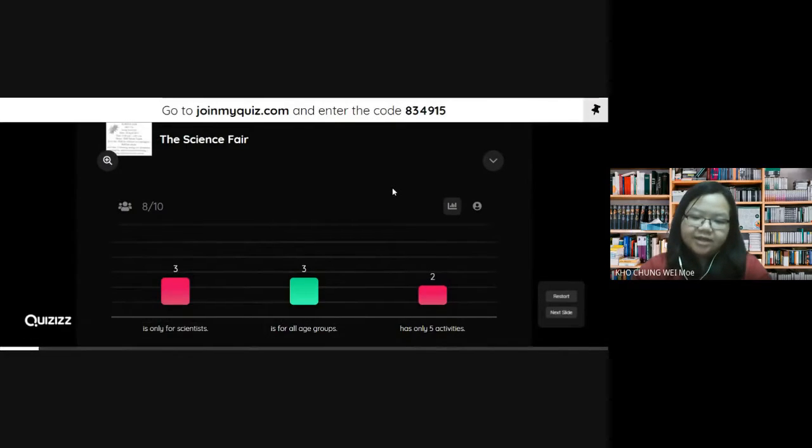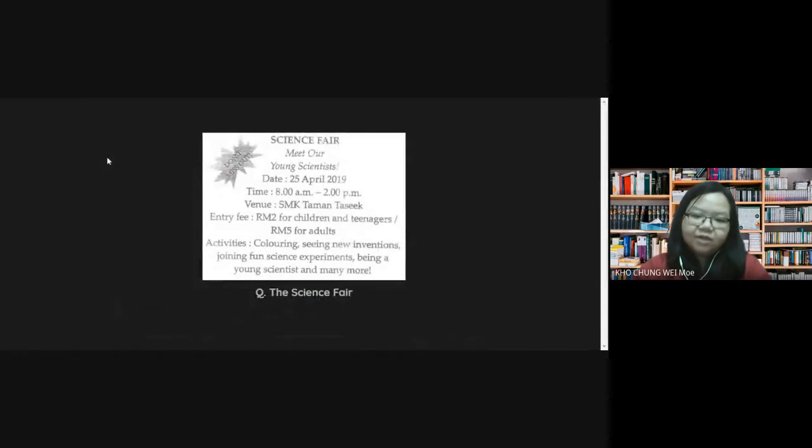Okay, the second option said is for all age groups. And that part, the one I've just read, 2 ringgit for children and teenagers, 5 ringgit for adults.